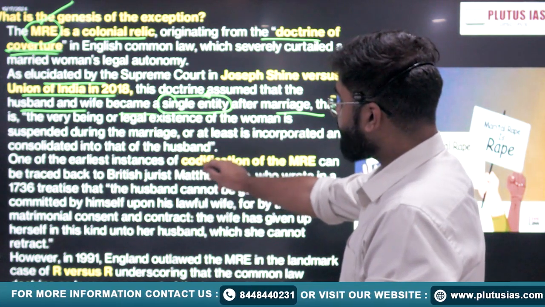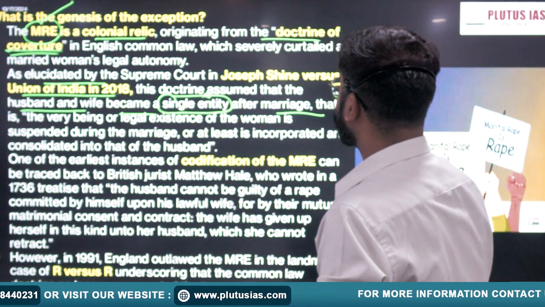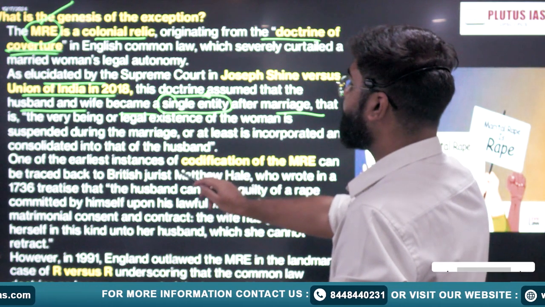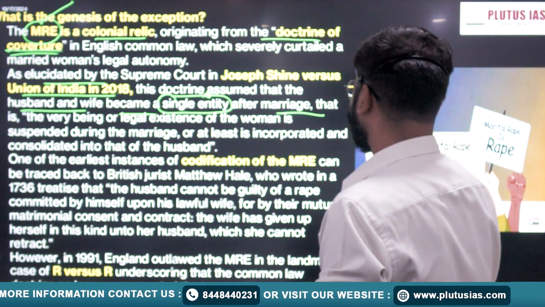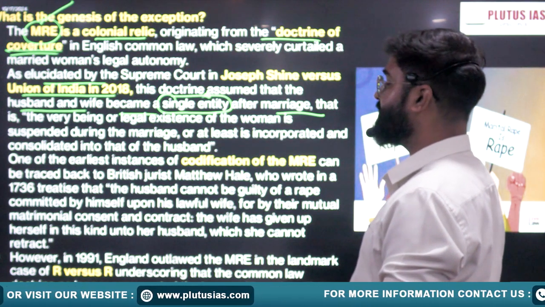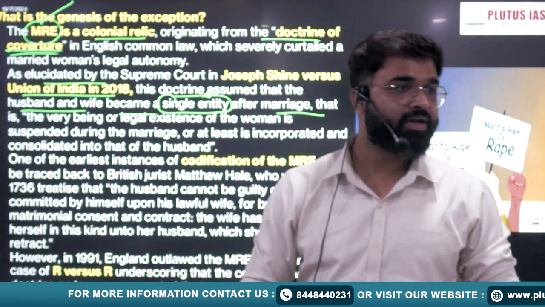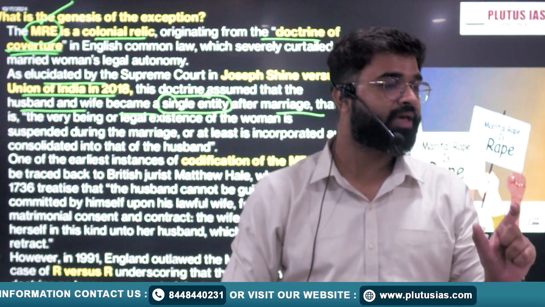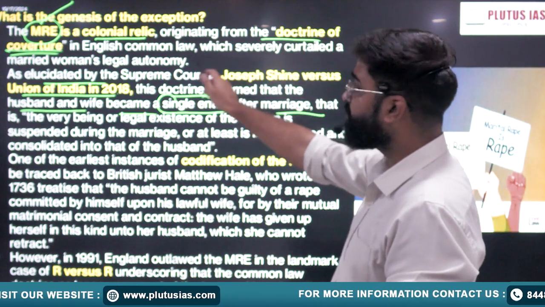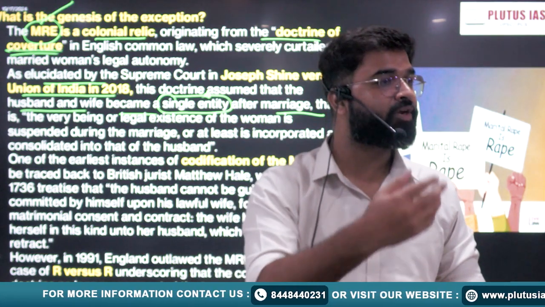One of the earliest instances of codification of the marital rape exception can be traced back to the British jurist Matthew Hale, who wrote in his 1736 treatise that the husband cannot be guilty of rape committed by himself upon his lawful wife, for by their mutual matrimonial consent and contract, the wife has given up herself in this kind unto her husband, which she cannot retract. Is it okay? So this marital rape exception is coming from English common law, and from which doctrine? The doctrine of coverture, where they assume that the wife should submit her entire authority to her husband.